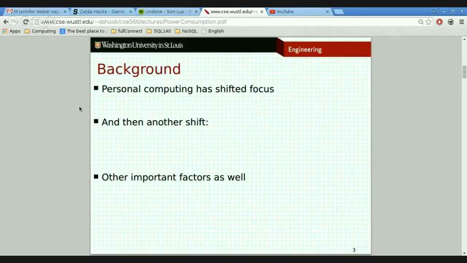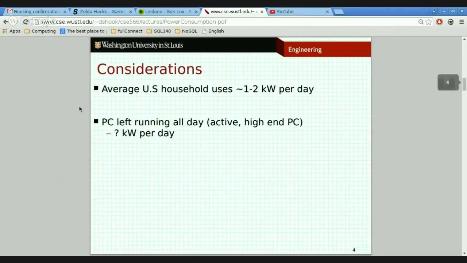So let's talk about power consumption a little bit. We'll start with some statistics to give us a baseline here. The average US household uses roughly 1 to 2 kilowatts of power per day. So if you were to take a very high-end computer and set it to do something for an entire 24 hours, something very computationally intensive, so that it was actually active, that high-end machine would use about 3 to 4 kilowatts of power within a single day.